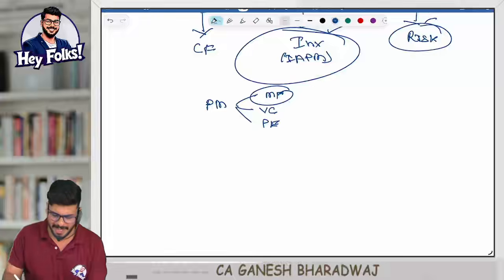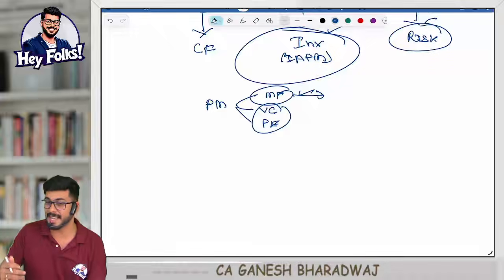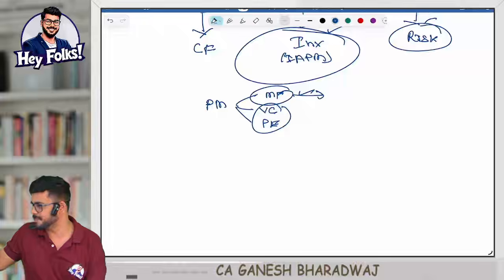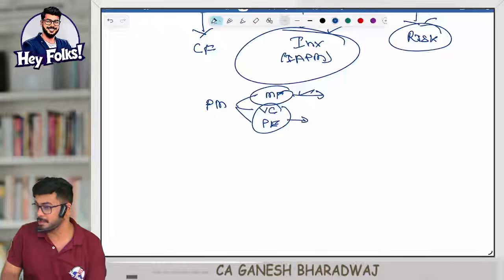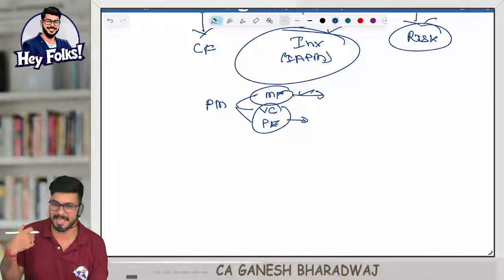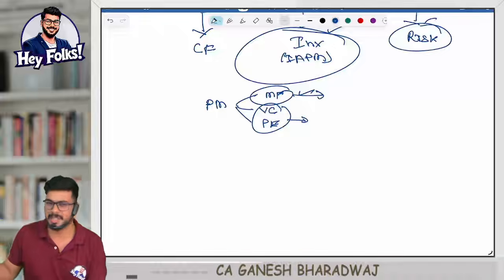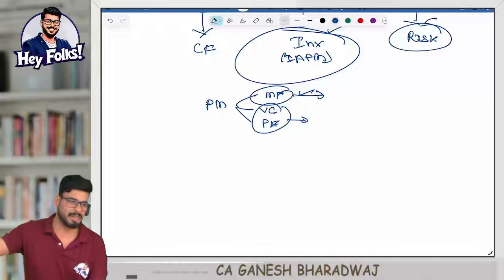Now, the main difference between a mutual fund and these guys is that mutual funds generally invest in listed securities, whereas venture capital funds and private equity funds invest in unlisted companies. Predominantly these could be private limited companies or even unlisted public companies, right? So when a startup comes up, these guys invest there.